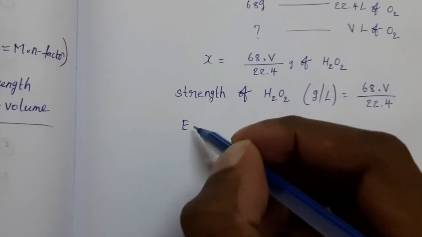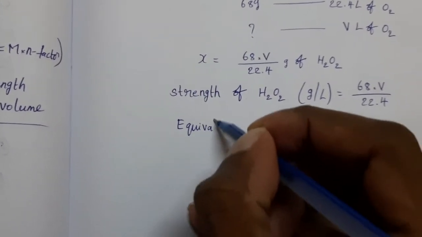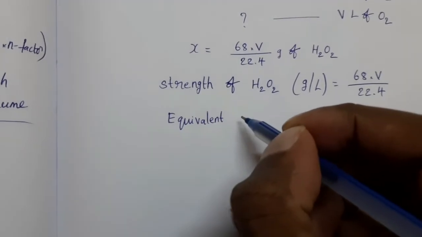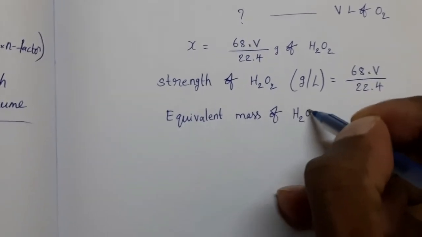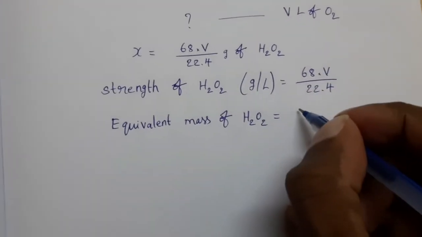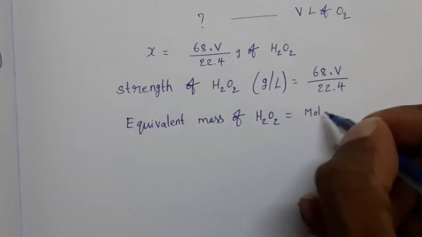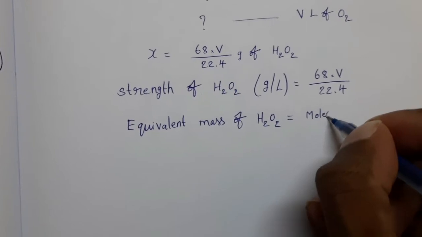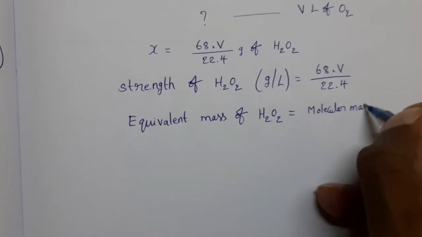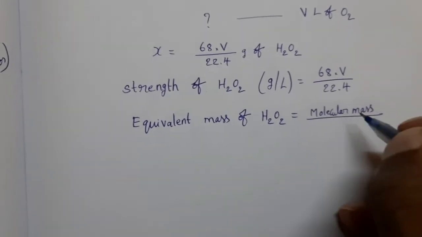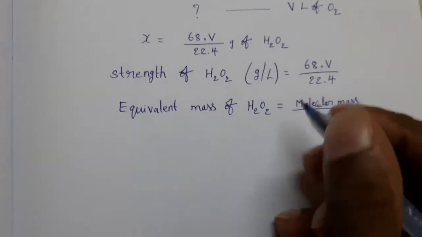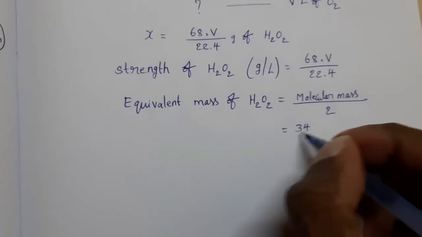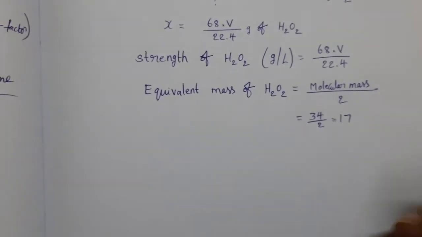Now equivalent mass of H2O2 equal to, how can we get? By dividing molecular mass by the electrons involved in this decomposition. 2 electrons are involved. Molecular mass is 34 by 2, that is 17.